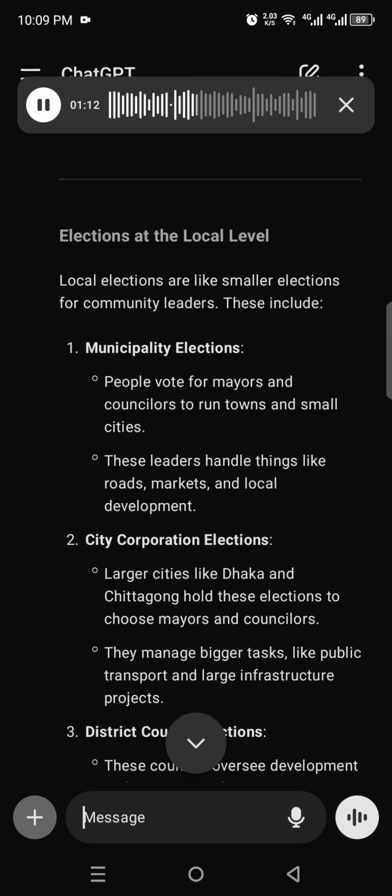2. City corporation elections. Larger cities like Dhaka and Chittagong hold these elections to choose mayors and councilors. They manage bigger tasks, like public transport and large infrastructure projects.